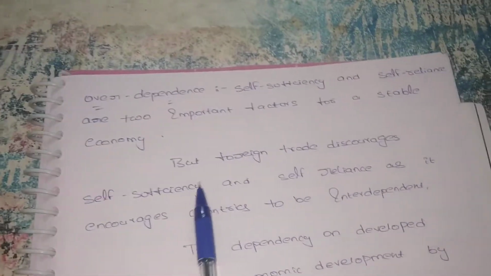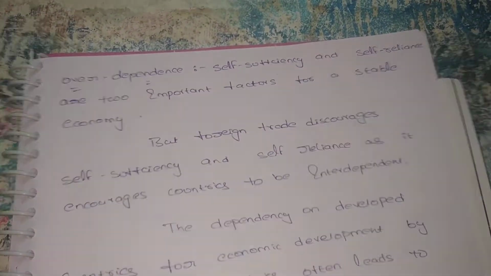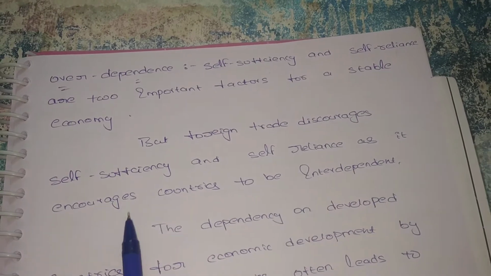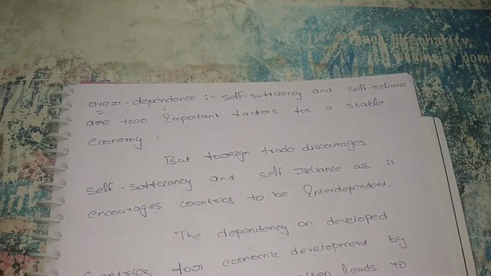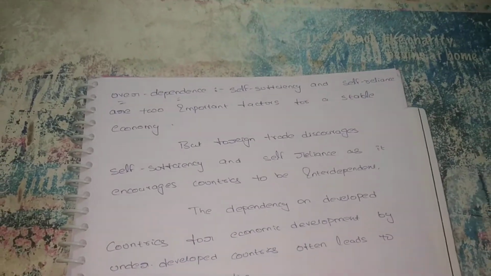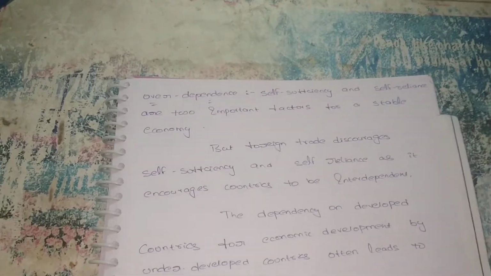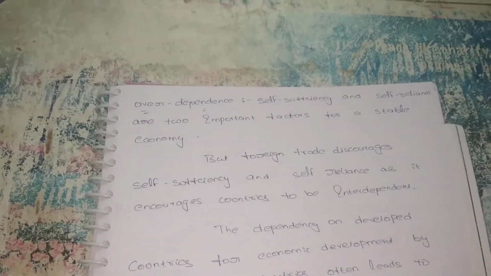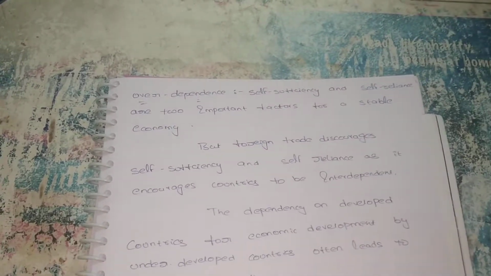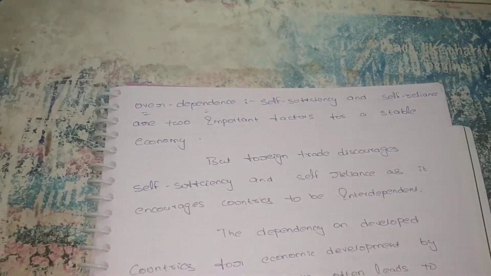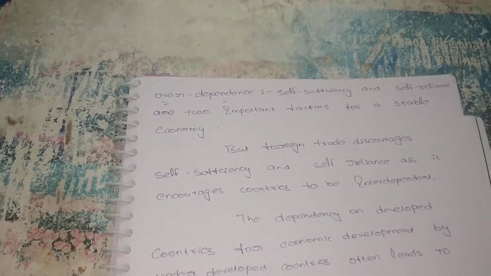Our products are enough, but foreign trade discourages self-sufficiency and self-reliance, as it encourages countries to be interdependent. Everyone wants to be independent, but foreign trade encourages interdependence because you are depending on other countries. In our country, we are producing mobiles, but we are buying other countries' mobiles because we are depending on other countries. So it destroys our self-reliance and self-sufficiency.